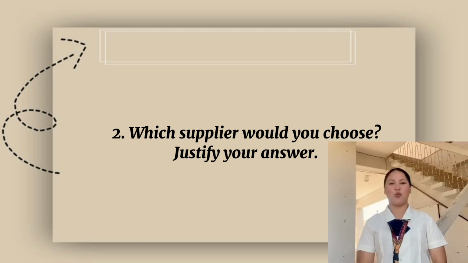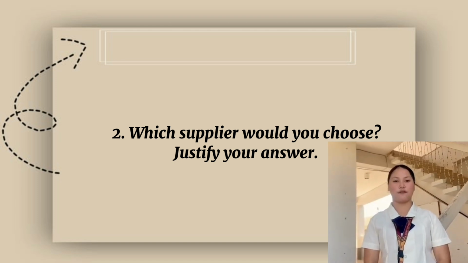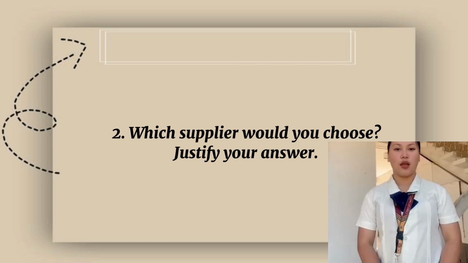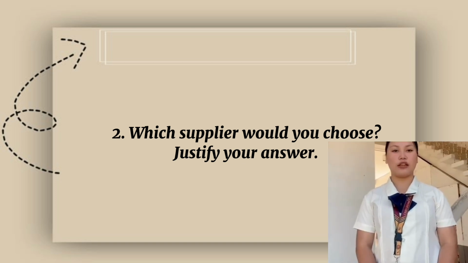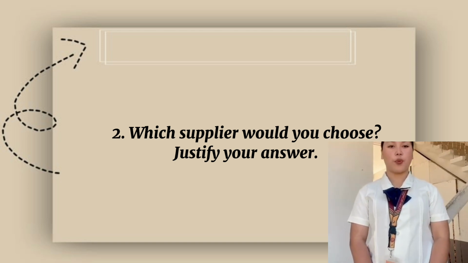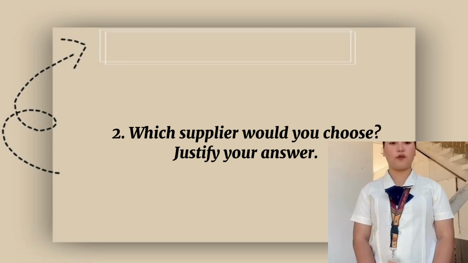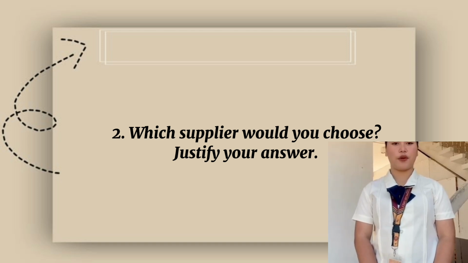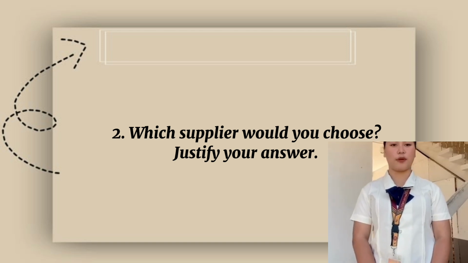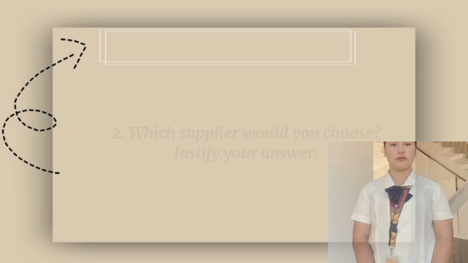Question number 2. Which supplier would you choose? Justify your answer. I would choose supplier B, City Veggies. While supplier A has the highest quality rating, supplier B has the highest overall weighted score of 4.25. Supplier B offers a great balance. They have a perfect score in reliability and location, which is crucial for a new restaurant to ensure ingredients arrive on time and fresh. Their quality is still very high, and their price is better than supplier A.